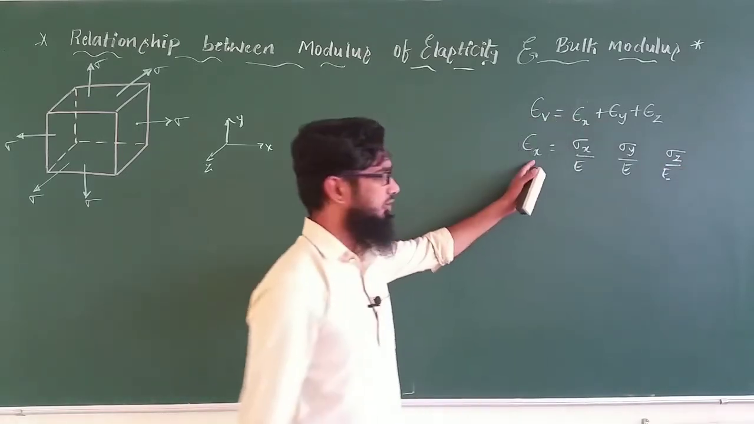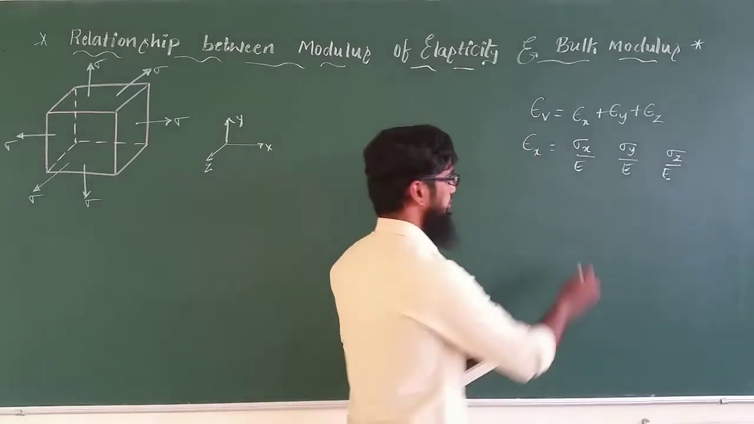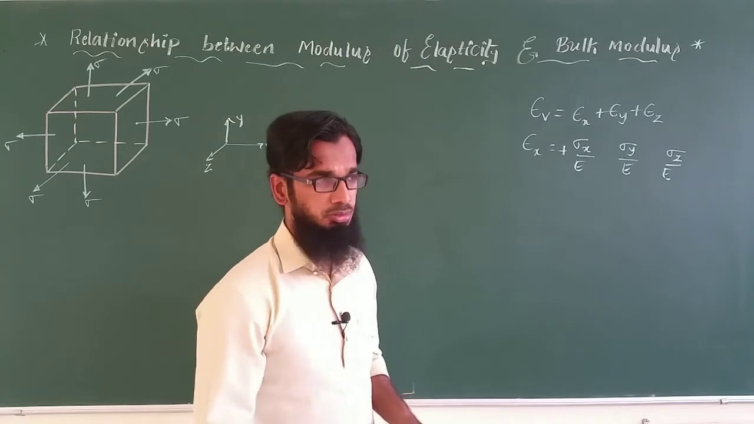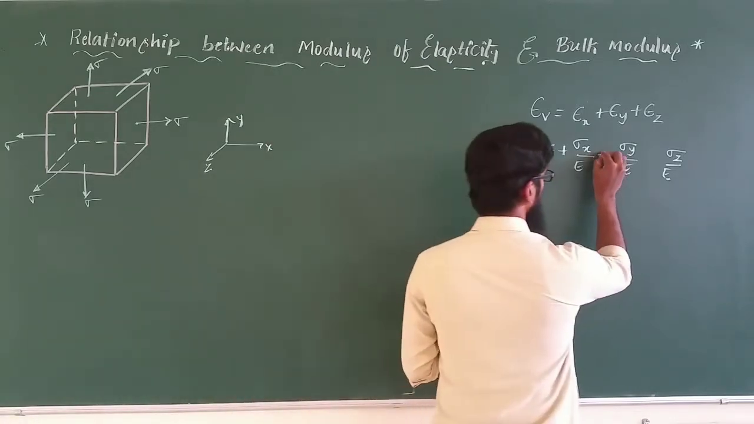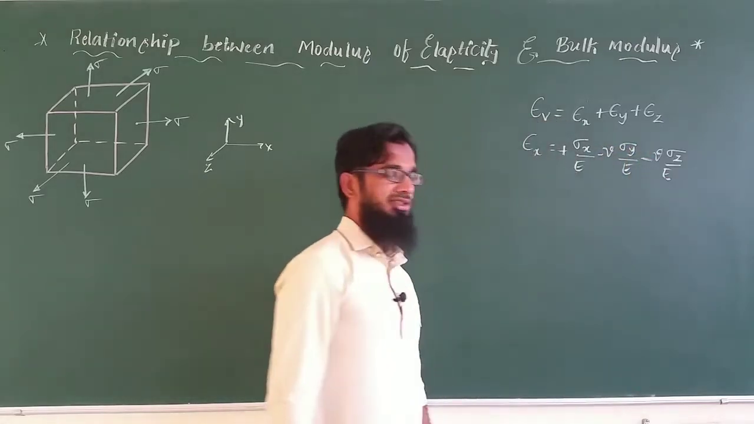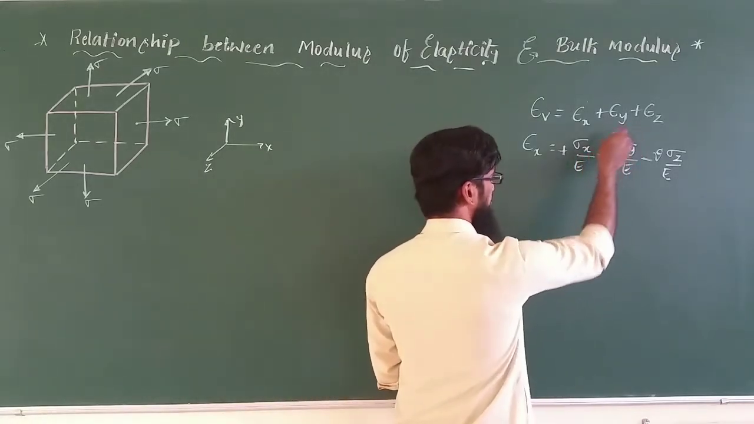If we are finding the strain in the x direction, for sigma x I take the positive sign, but for sigma y and sigma z I take the negative with nu, that is minus nu, where nu indicates the Poisson's ratio. Similarly, I will find epsilon y and epsilon z.